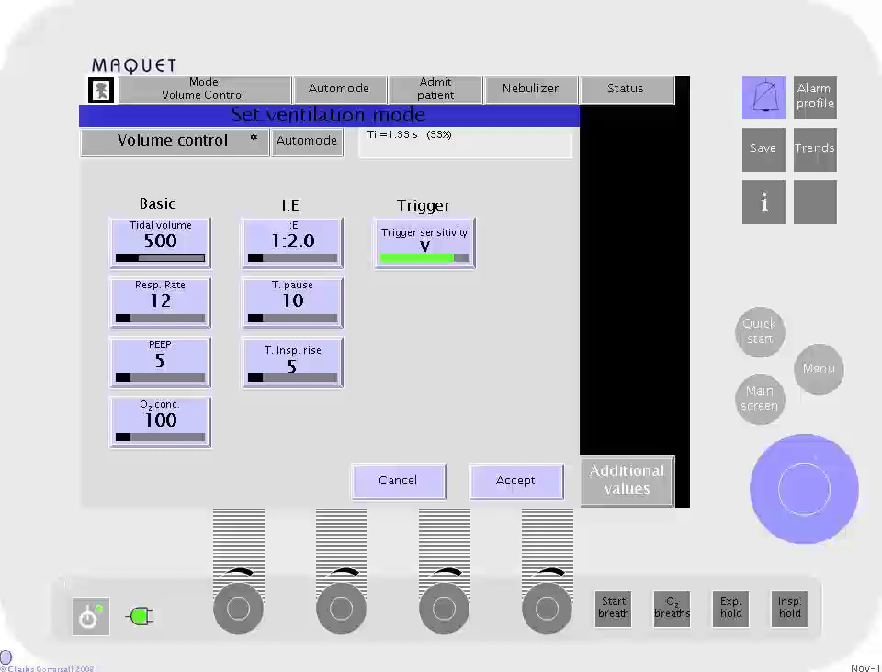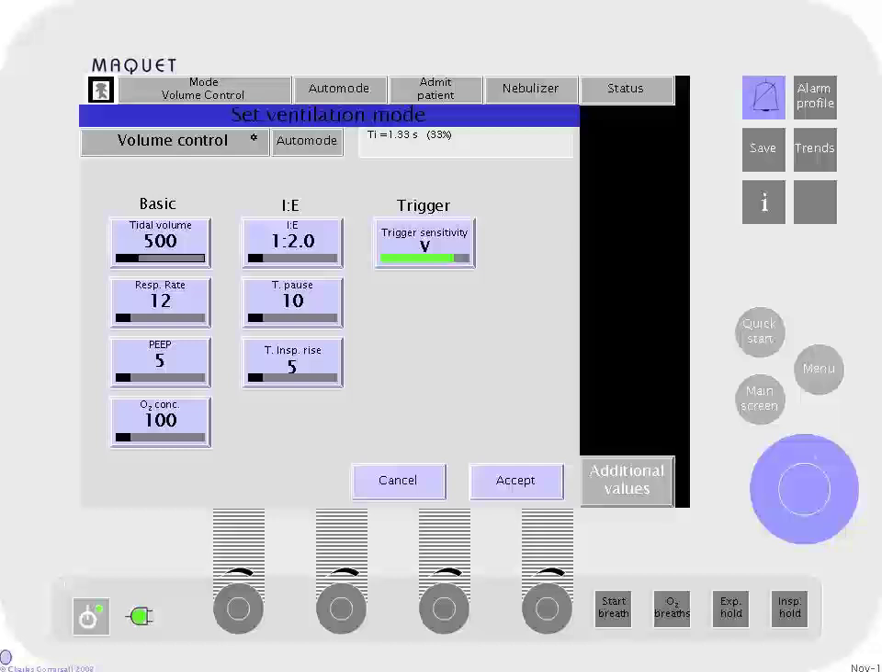In this case, we decide to use volume preset assist control mode, which means that we need to set the tidal volume, respiratory rate, PEEP, IE ratio, inspiratory pause, and FiO2. The idea is to set something reasonable and then adjust based on your assessment of the patient.